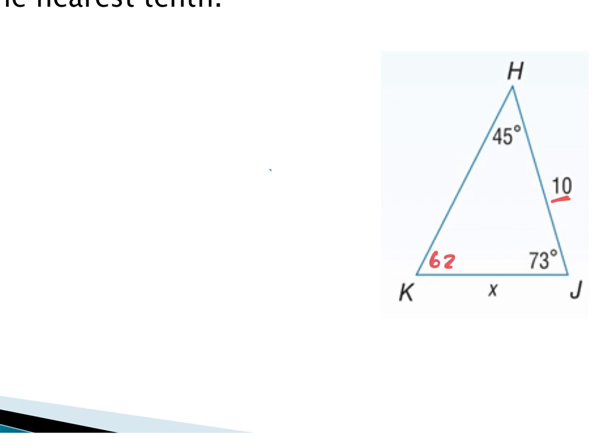So we have 62. This is now our angle K. So there's my pair of information. I have angle K, so sine of 62 over 10 is equal to, and now I have sine of 45 over x. So my pair, side, angle, and then on the other side, the angle that I'm given and the side I'm looking for.